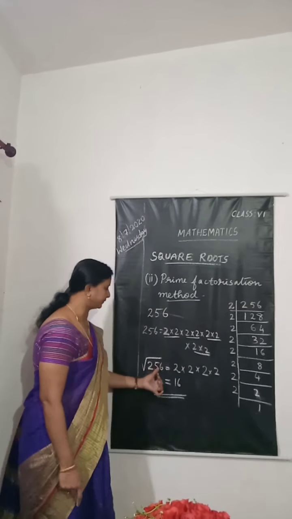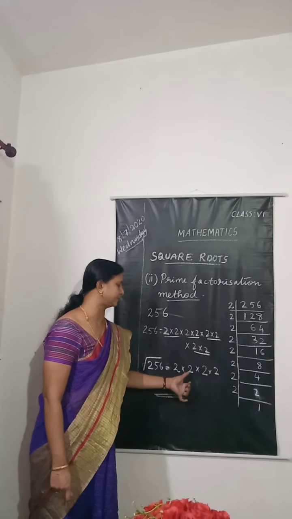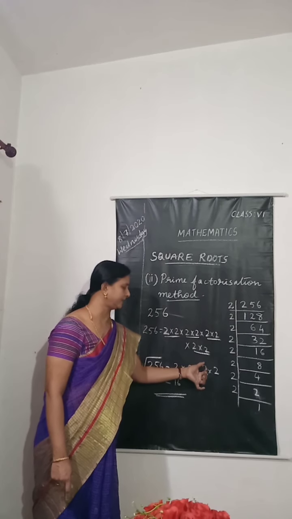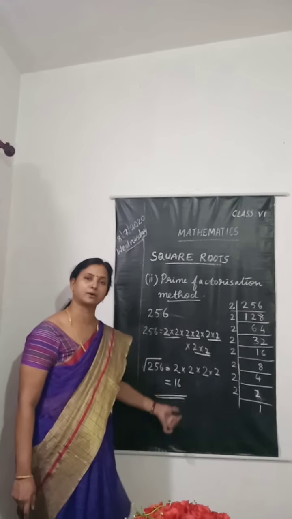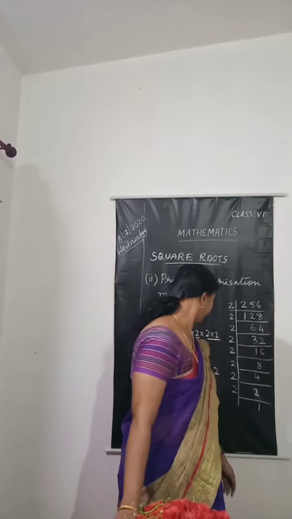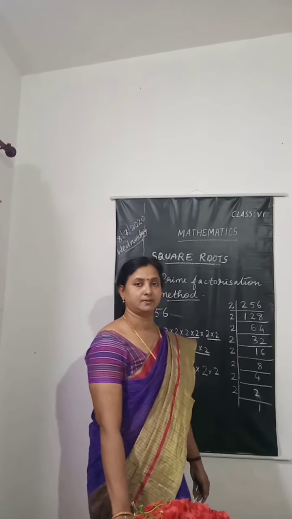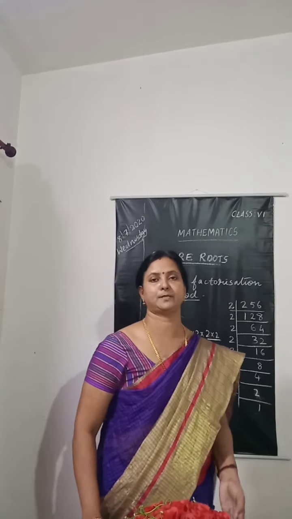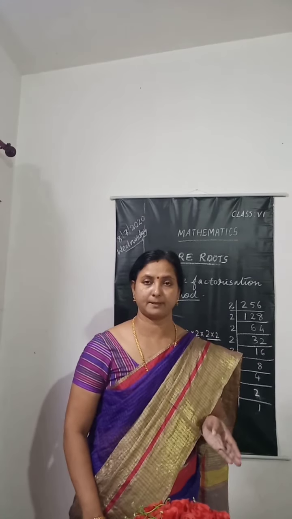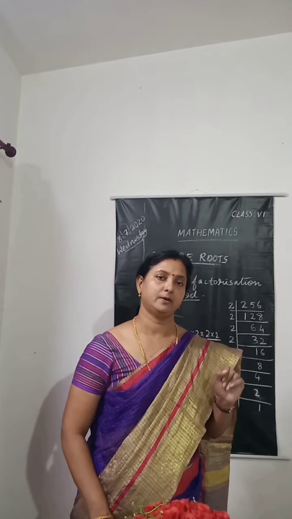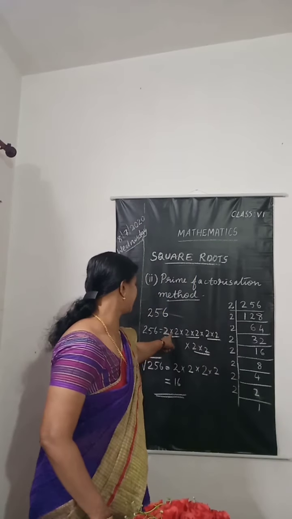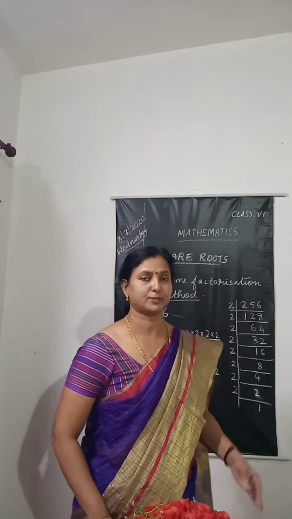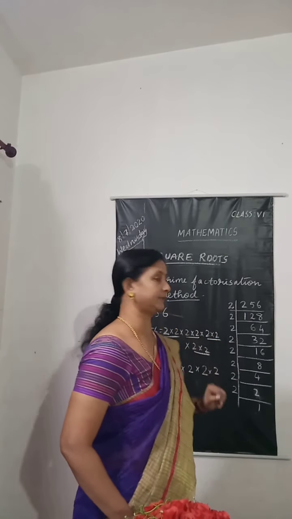So root of 256 is equal to 2 into 2 into 2 into 2, that is 2 2s are 4, 4 2s are 8, 8 2s are 16. So square root of 256 is equal to 16. Understood how we have done? Prime factorize first, then pair the number, and while finding the square root, from that paired number consider only one number. Then multiply. Clear? I'll show you one more example with a 4-digit number.